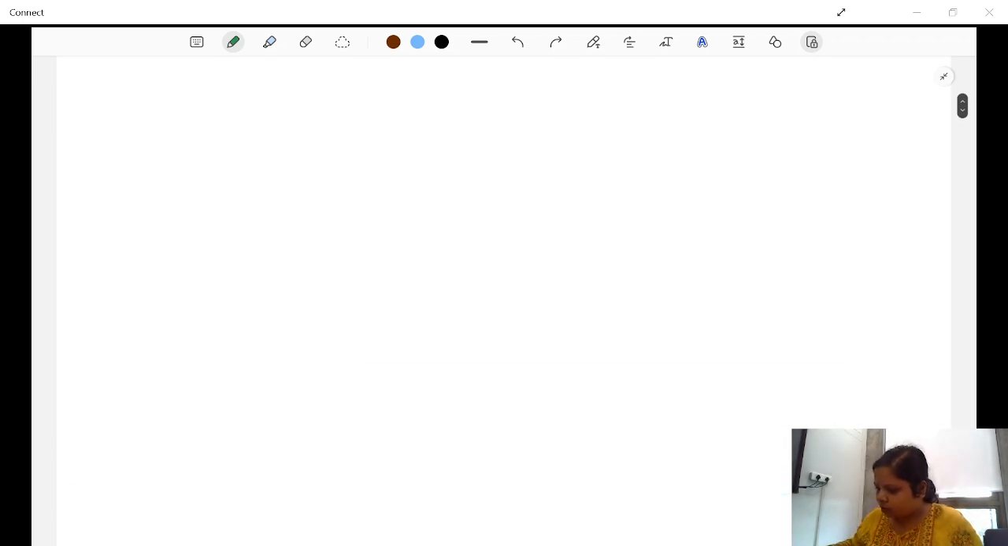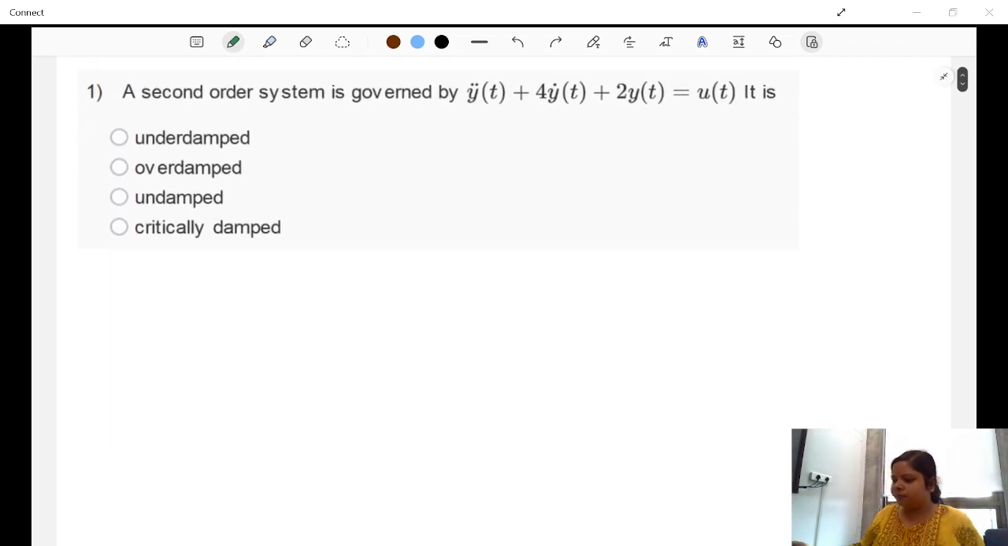Okay, so I'll show you the question. The first question is, a second order system is governed by a differential equation. The differential equation is given here. We want to know if it is underdamped, overdamped, undamped, or critically damped. So how do we find the answer to this question?